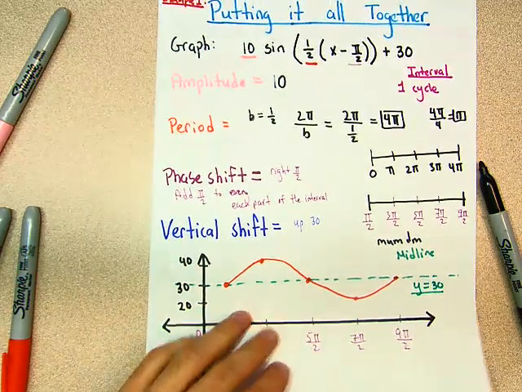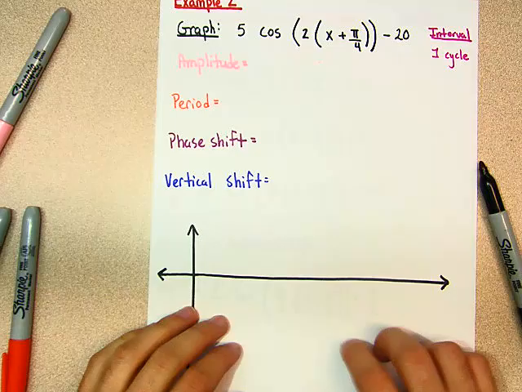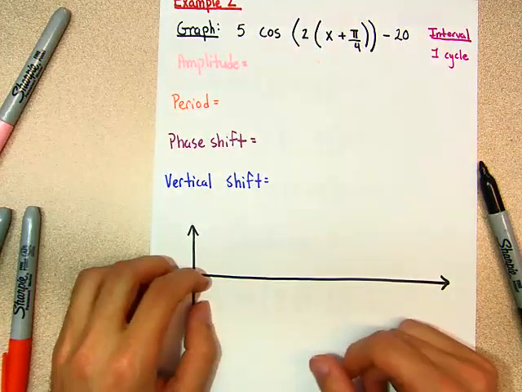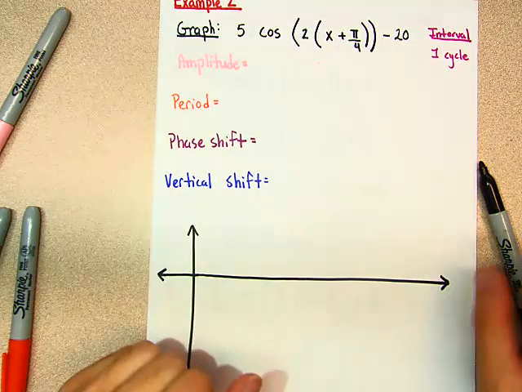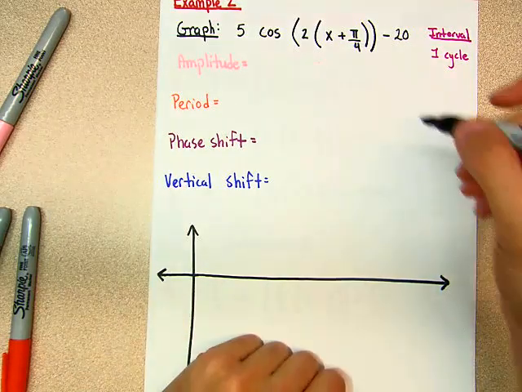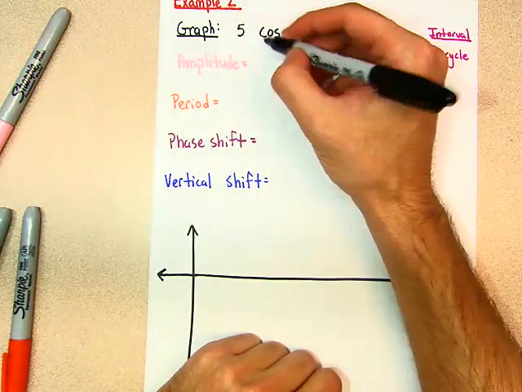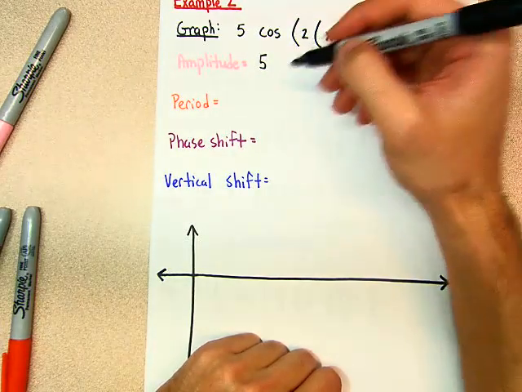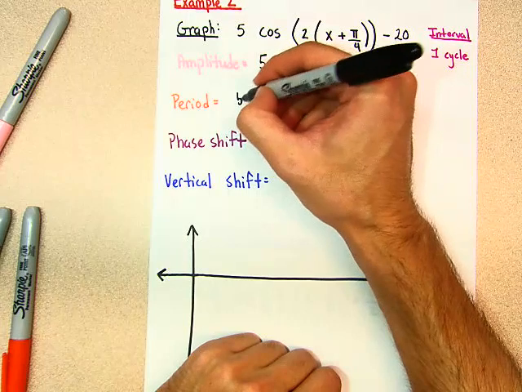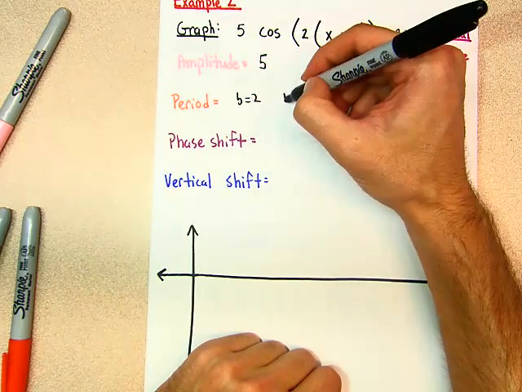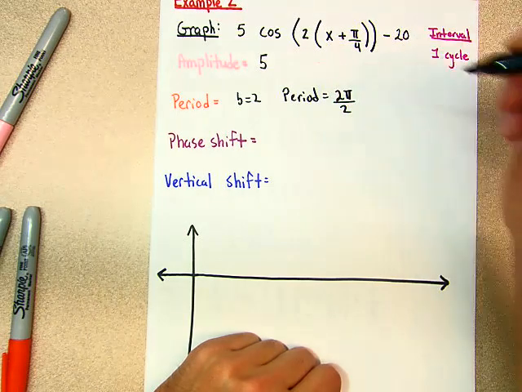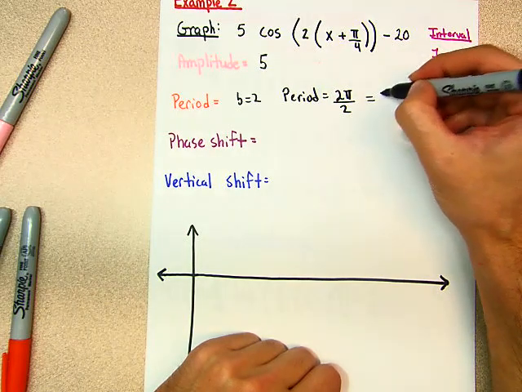Okay, let's try and do the next one together. So here, take a second. What I want you to do is try and graph this by yourself. Pause the video, try and graph it. Okay, if we want to see how it's done, what's the amplitude? The amplitude is 5. What's the period? Well, if our b value is equal to 2, then the period is equal to 2 pi over 2, and this is equal to pi.